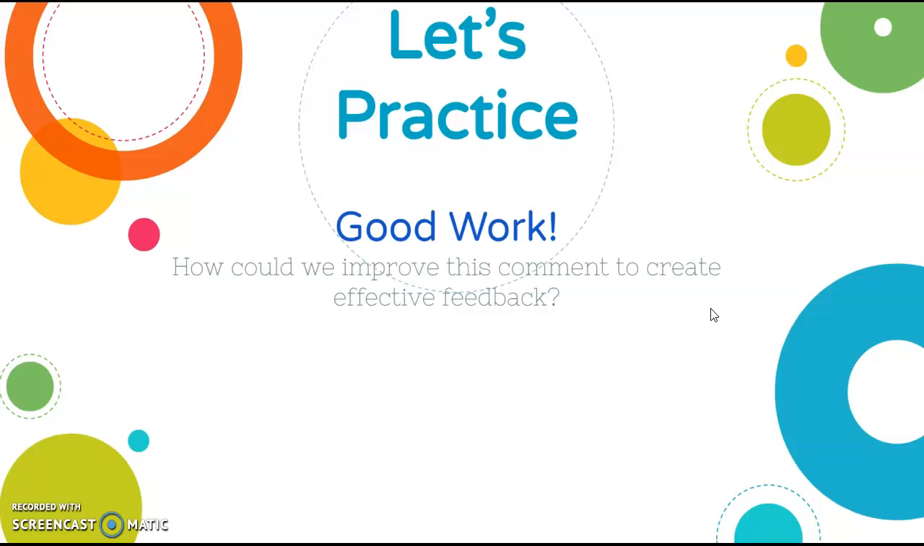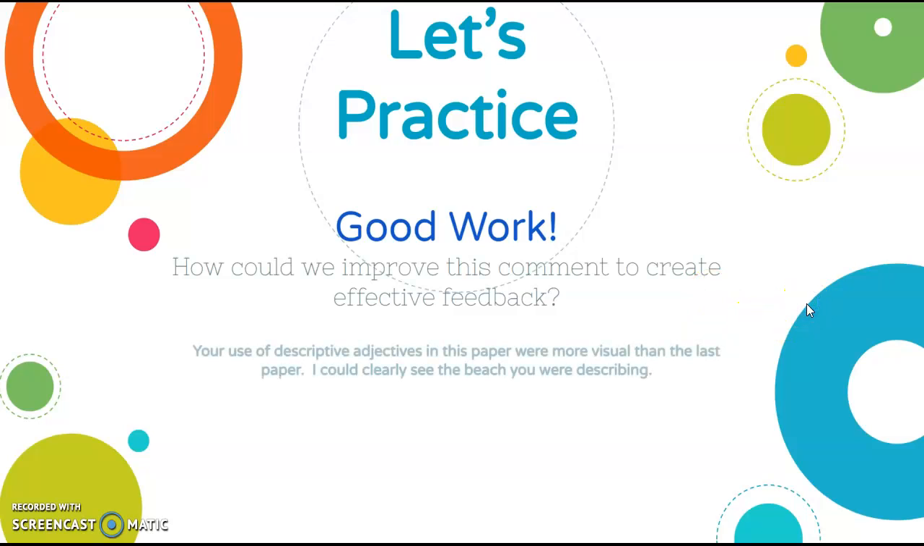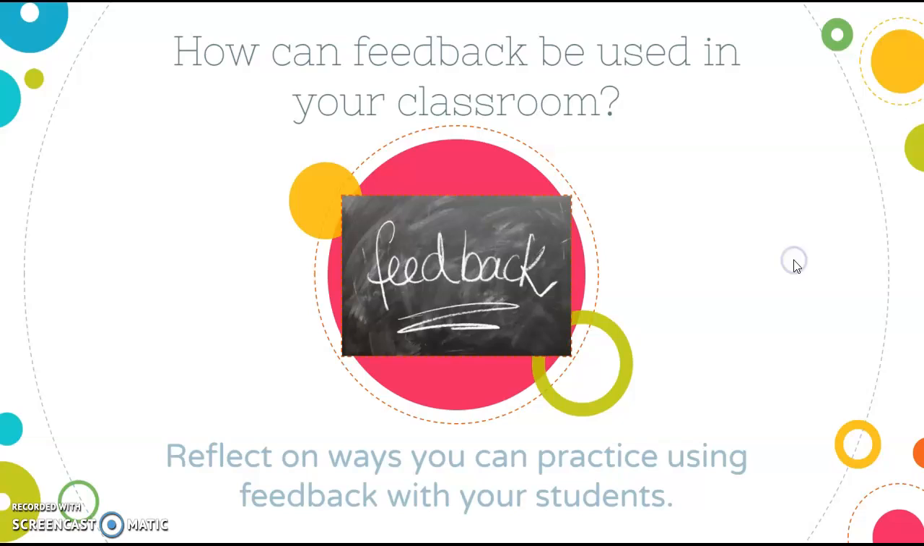So let's put this into practice here. If we have some feedback of "good work," that's not really very specific or concrete. So how could we improve this comment to create effective feedback? If I'm thinking in terms of my own classroom, if we were looking at a specific piece of writing about a personal narrative and a student writing about a trip to the beach, you might say something like, "Your use of descriptive adjectives in this paper was more visual than the last paper. I could clearly see the beach you were describing. Maybe next time, let's really focus on the sounds that are going on around us in the background." Really giving them a direction of what they did well, but some things that they could do to improve to work towards the goal next time.